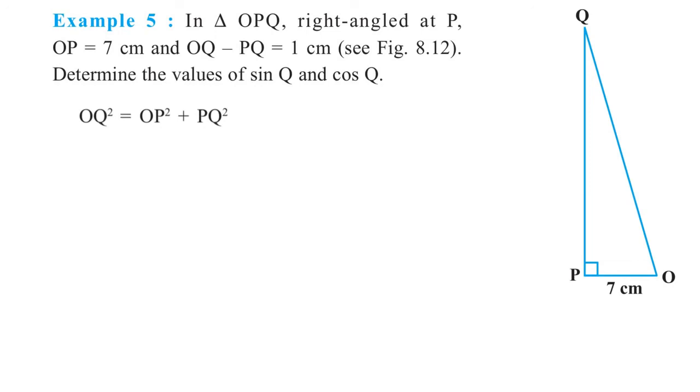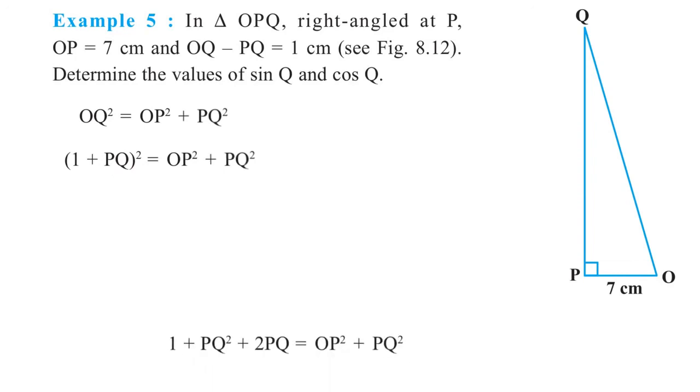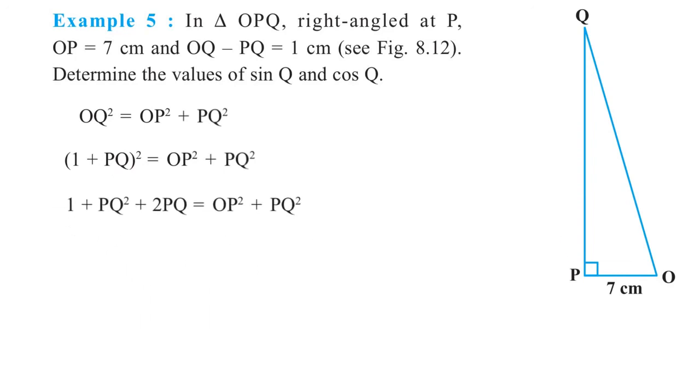Instead of OQ, can I replace it with 1 plus PQ? OQ squared. OQ, can I write it as 1 plus PQ? Why? Observe here. OQ minus PQ is 1. So OQ is equal to 1 plus PQ. Now, is this in the form A plus B the whole squared? So I can apply the formula A squared plus B squared plus 2AB and expand it, and I get this. A squared plus B squared plus 2AB equal to OP squared plus PQ squared.